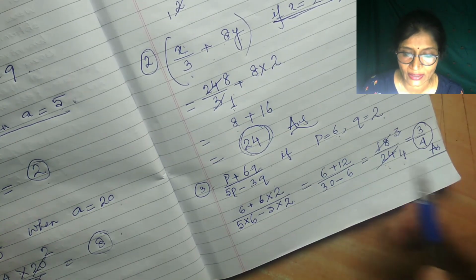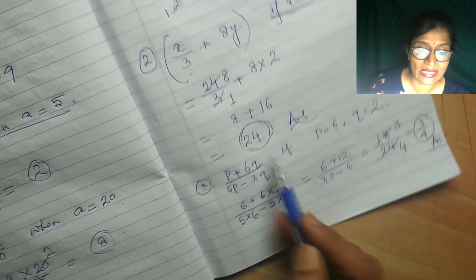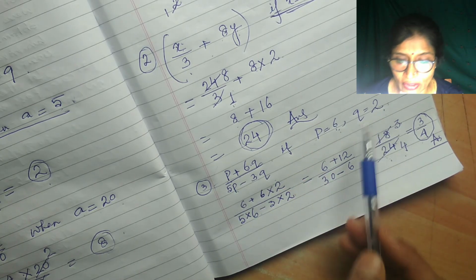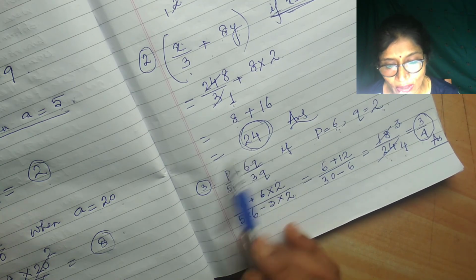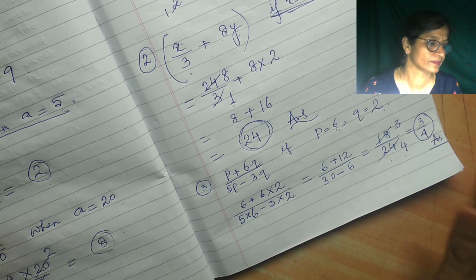But if you say that p is 5, q is 3, then the answer will be different. Because the value of the variable is different. When the variable value is different, then the value of this whole thing will be different.